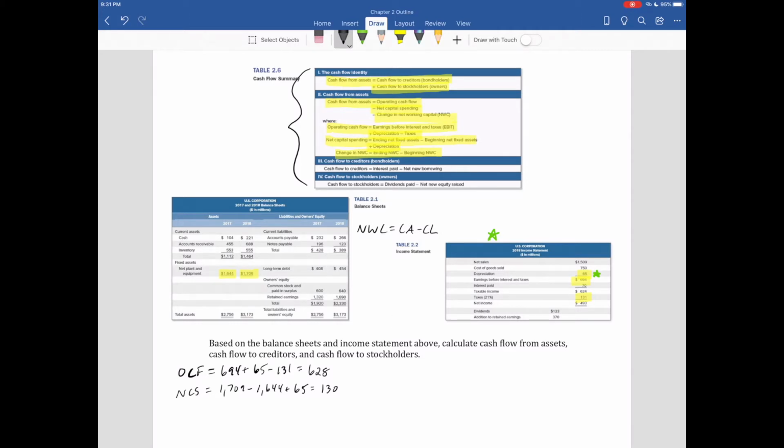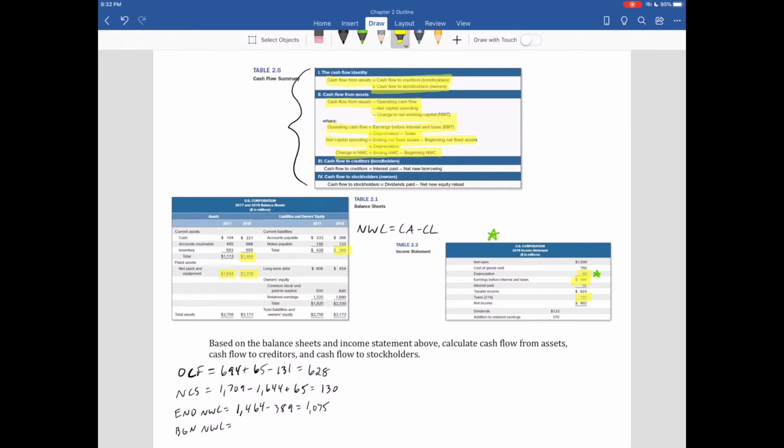So the ending net working capital would simply be the 2018 current assets minus current liabilities, and the beginning net working capital would be the 2017 current assets minus current liabilities. So first, let's calculate the ending net working capital. As I mentioned, it would be the 2018 current assets minus current liabilities. Current assets in 2018 are $1,464. Current liabilities are $389. We take that difference, and we get a net working capital value of $1,075.